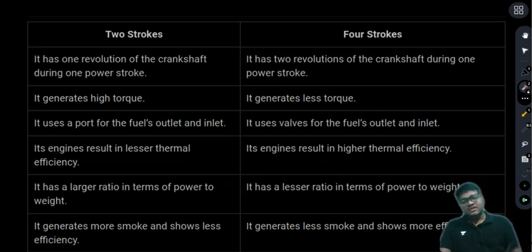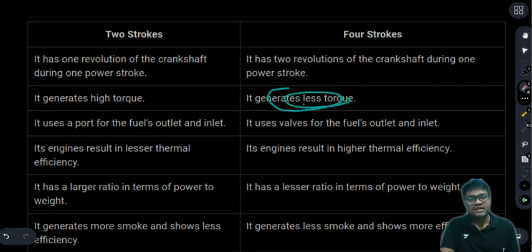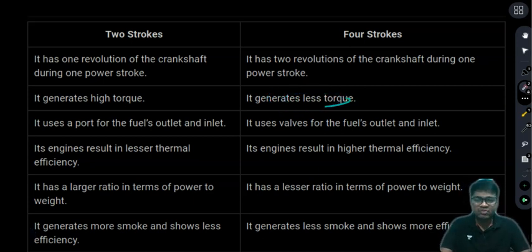Done? Okay. So the next difference is that it generates high torque, right? And similarly, a four-stroke engine generates less torque. I think it is now understandable. During one revolution of the crankshaft, in a two-stroke engine, we get one power stroke, right? But in a four-stroke engine, during two revolutions of the crankshaft, we get one power stroke, right? So due to that, we can easily say that we will get maximum torque in a two-stroke engine, and minimum torque in a four-stroke engine.